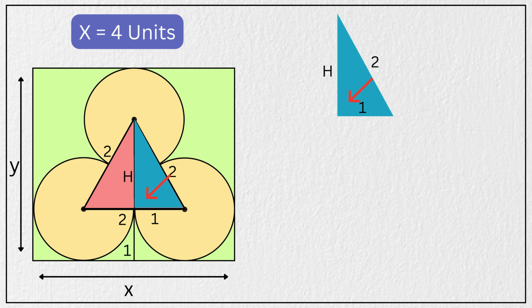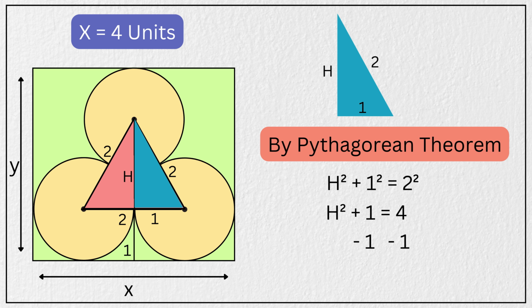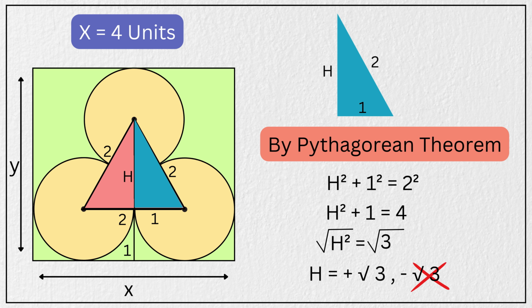As this triangle is a right-angled triangle, using everyone's favorite Pythagorean theorem, we can write h squared plus 1 squared is equal to 2 squared, or h squared plus 1 equals 4. Now subtracting 1 from both sides, we get h squared equals 4 minus 1, or 3. Taking the square root on both sides, we get h is equal to plus minus square root 3. Since length cannot be negative, we discard the value of minus square root of 3. So this length h is square root of 3.